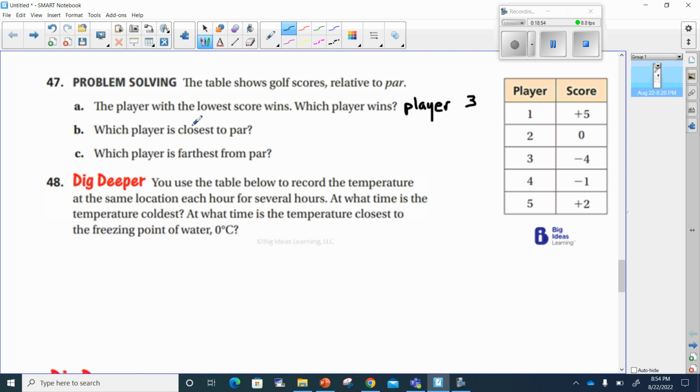Now it says which player is closest to par. Remember, par is when it's 0. So that has to be player 2 because he was right on 0. Then we have which player is farthest from par. Farthest from par would be, I'm thinking 5, right? Because 5 is bigger than all these numbers. That'd be player 1.